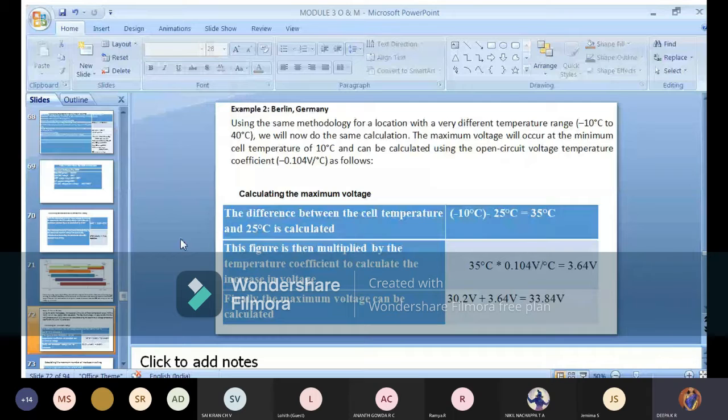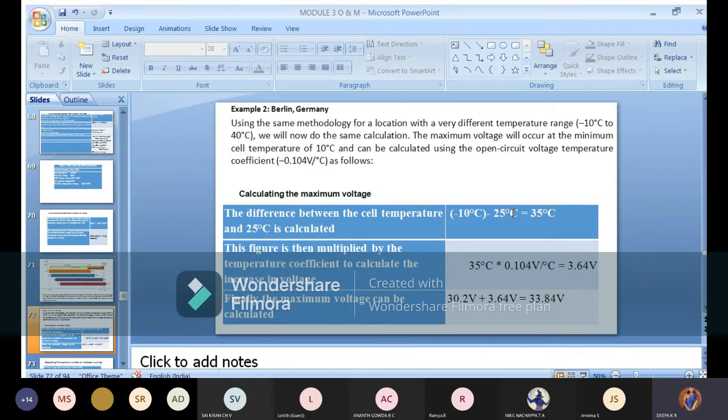The first thing we have to do is compare the available voltage with your ambient temperature. We will always do the subtraction, whether it is less or more, to determine the actual difference between the cell temperature and the ambient temperature. In this case, they have given minus 10 degrees Celsius. So let's calculate the difference: cell minus 10 minus 25 degrees Celsius. What are you going to get? It will become minus 35 degrees, so you can write it as 35.